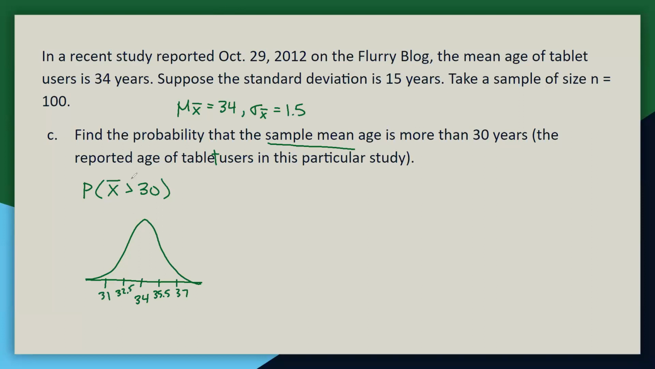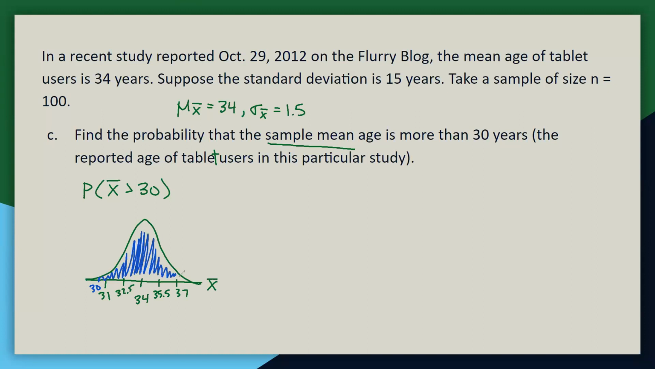And then we're going to mark 30 on our axis. And 30 is a little bit less than 31, so probably right about here. And we want more than 30. That's a greater than problem, so we're shading to the right.